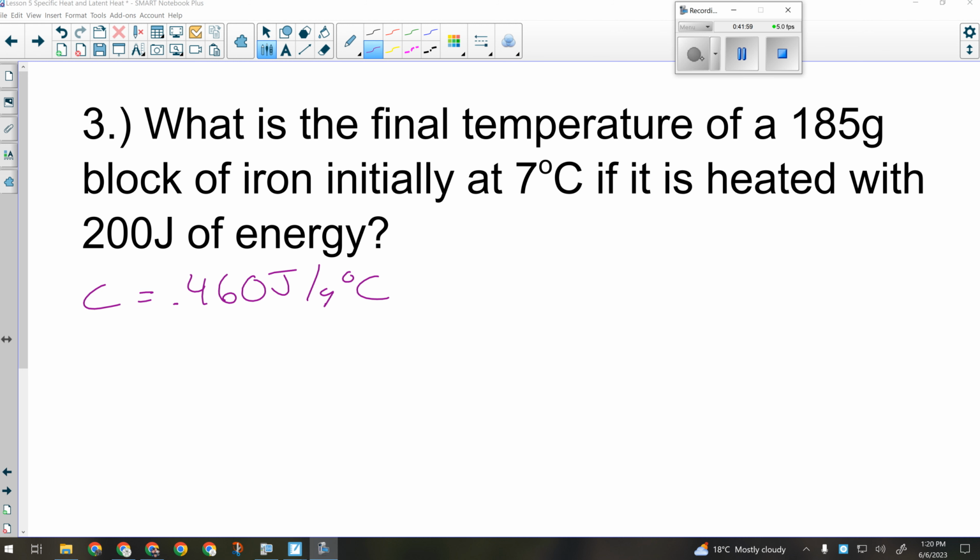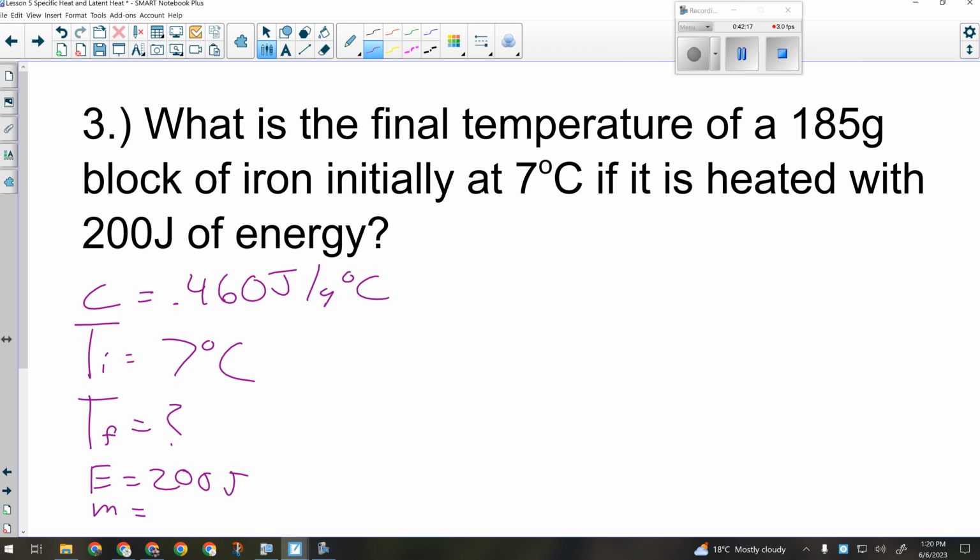All right, so here's what we know. We know the specific heat capacity. We know the initial temperature is 7 degrees Celsius. We're looking for the final temperature. We're told the amount of energy, 200 joules, and the mass, 185 grams. Our formula doesn't have final temperature in it. It has change in temperature in it, right? But if I found the change and I know the initial, could I find the final?